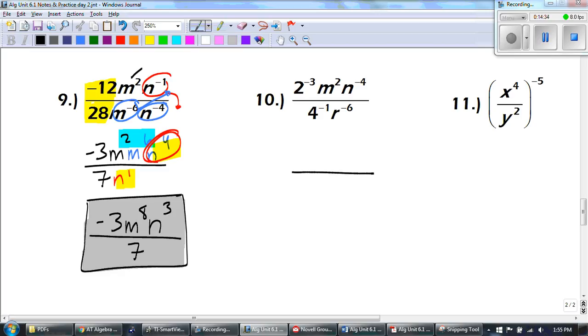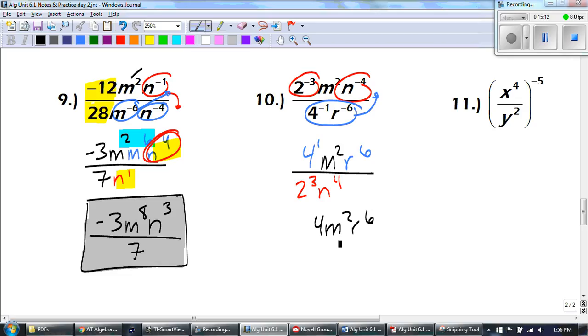Okay. So my exponent's negative, drop it like it's hot. The m squared stays up. N to the -4th, it's negative, so I have to drop it down. If they're already on the bottom, bring them to the top. So 4 to the 1st, r to the 6th. Okay? Now, on the top, I can't do anything. So we got 4m squared r to the 6th.